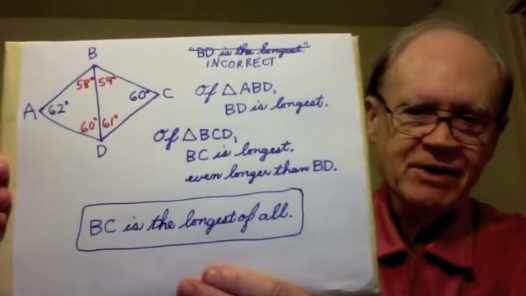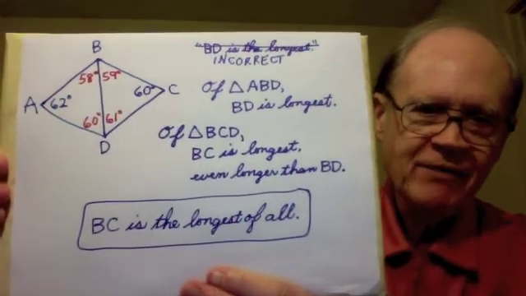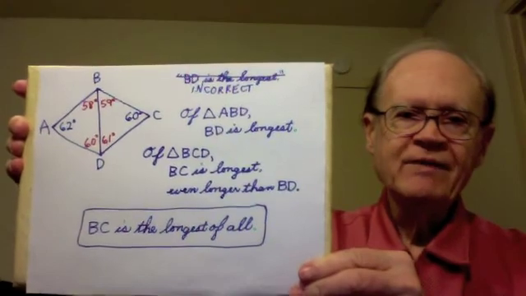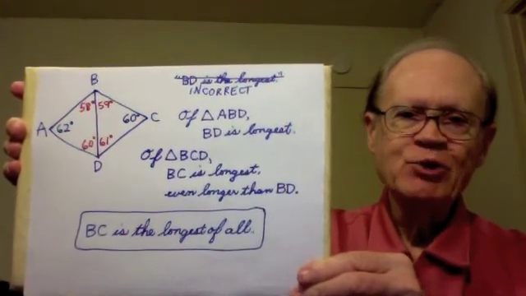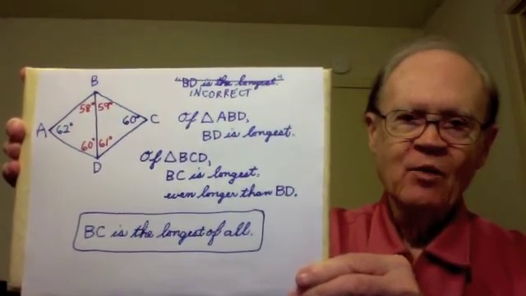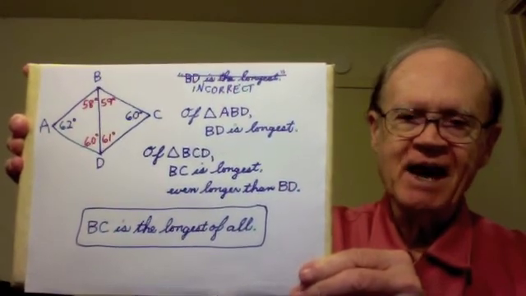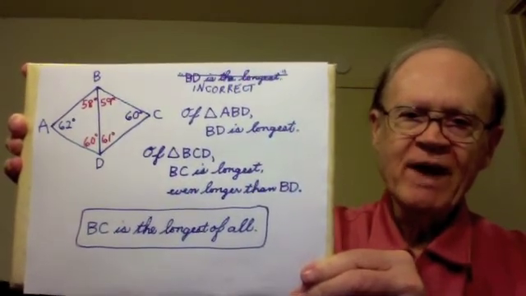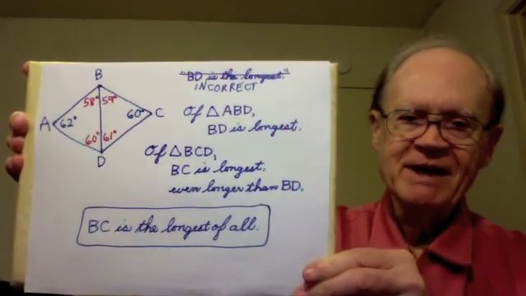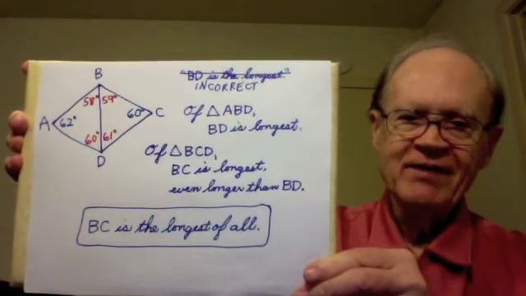We can't compare all 5 angles and draw a conclusion from that. We have to consider each triangle separately. We could think of side BD as being entered in 2 contests, each contest for the longest side. One contest is the triangle ABD contest, the other is the triangle BCD contest. BD wins in the triangle ABD contest, but it comes in second place with BC the winner in the triangle BCD contest.